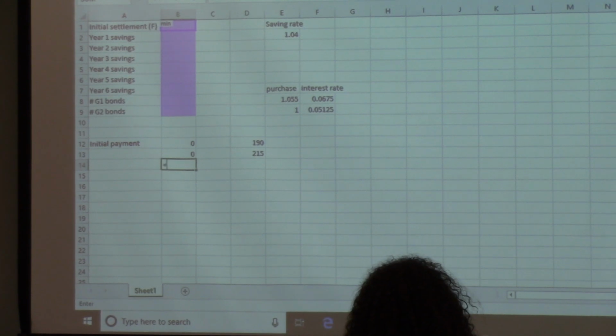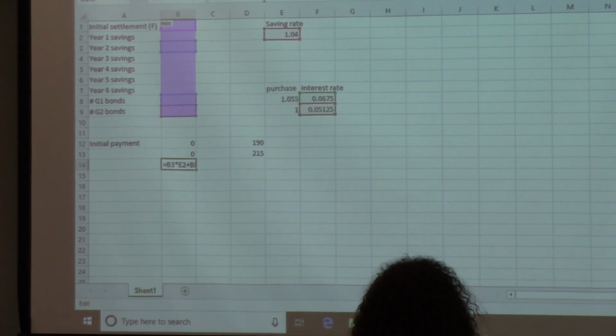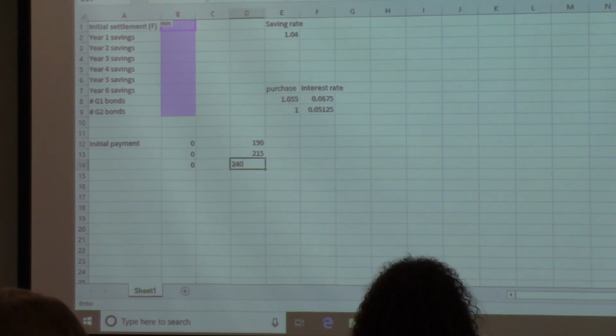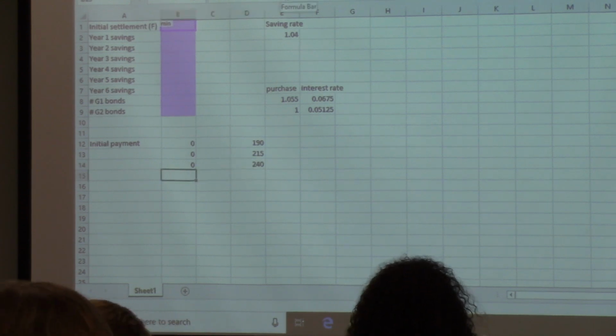So now we do B3 minus B8 times F8, plus B9 times F9. Wait, let's go up here. We need to get the savings rate here, times B2, minus B4. All right, and this payment is 240, right? Let's keep going here.